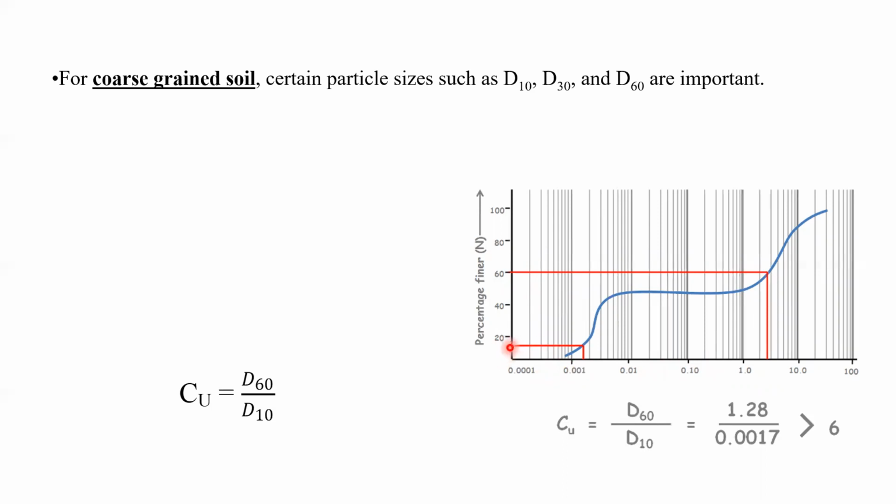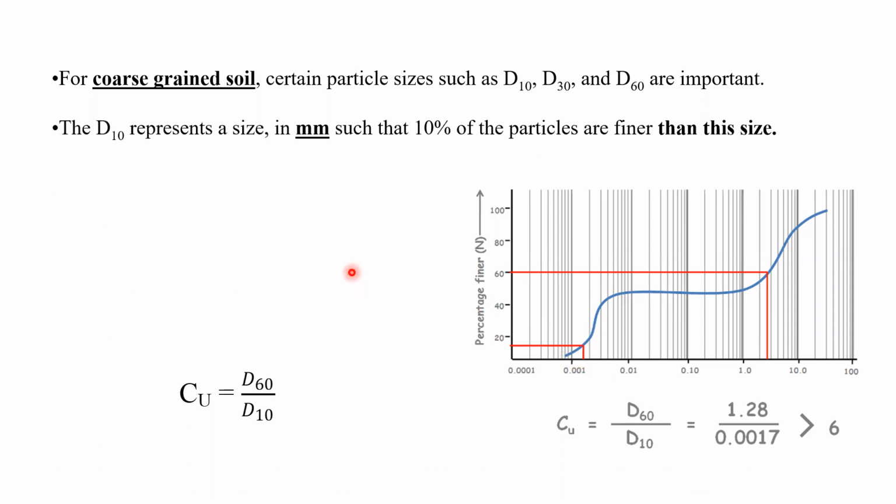Suppose this is D10. This line is D10, meaning 10% finer. So we mark one point here, then draw a horizontal line. Wherever it cuts the curve, from that point we draw the vertical line. Suppose it cuts at 0.003, for example. That means for the sample we have collected and analyzed, 10% of the particles are less than 0.003 mm in size. Like that we can interpret.